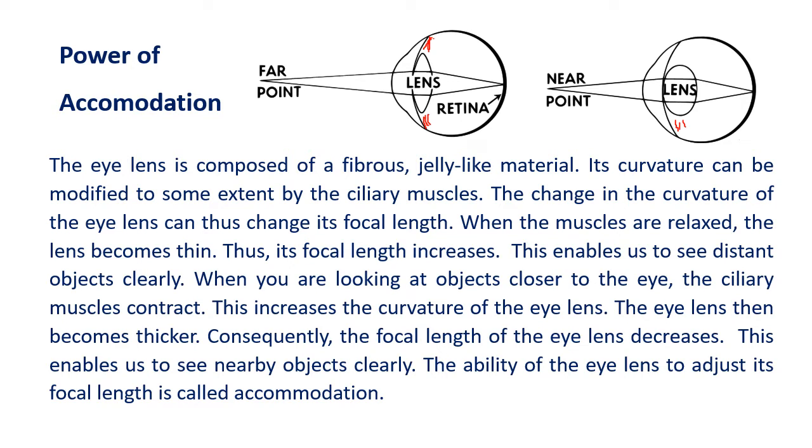So when we have to see some object far away, the lens has to become thin. It becomes thin, the focal length increases, and the image is formed exactly on the retina. When we see a near point, the lens becomes thick, which means the convergence is more, and the image is formed on the retina in both the cases. So this is the normal vision that we should be having: the power of accommodation of the eye to focus the image on the retina.